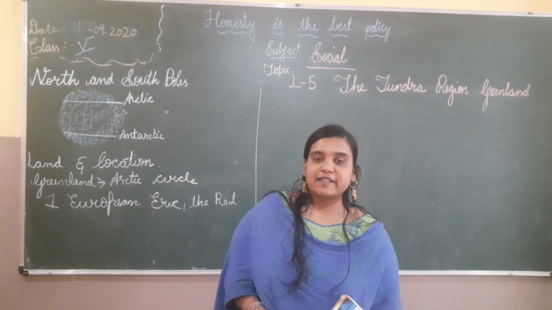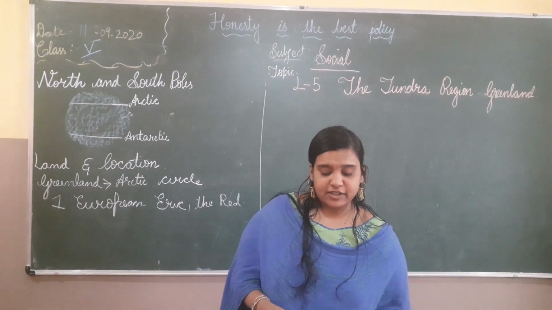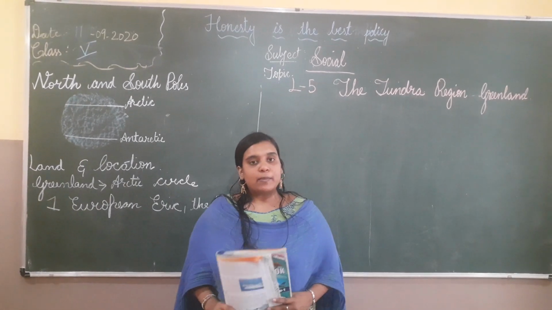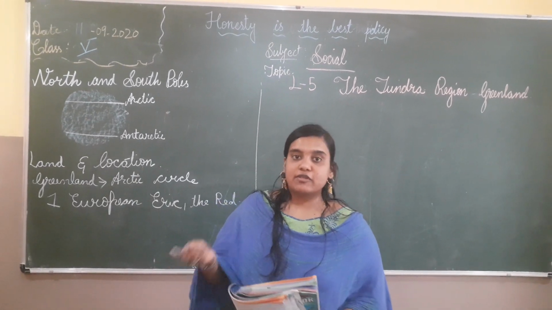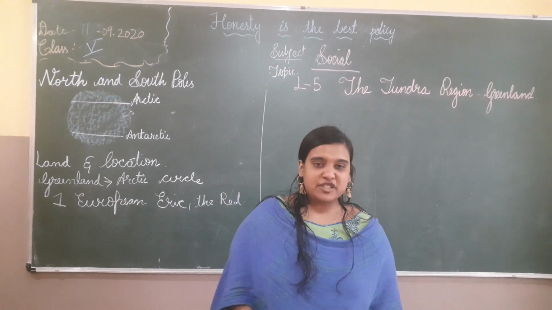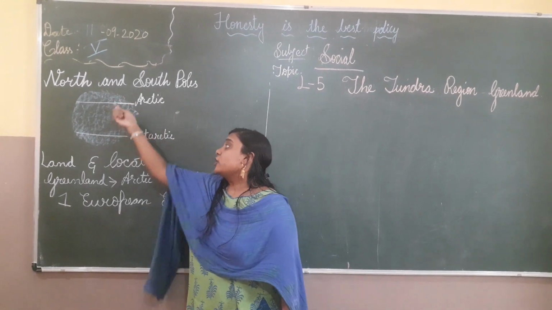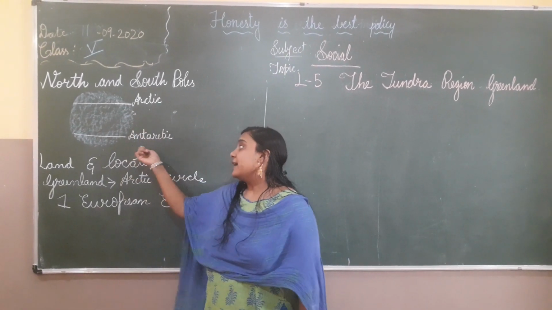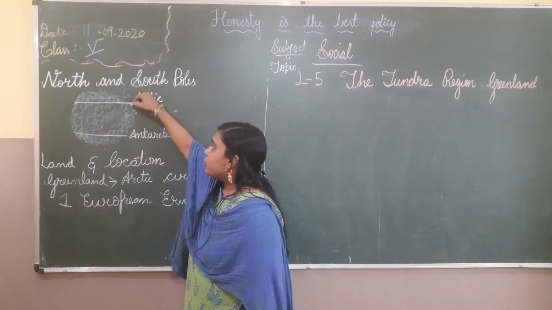Children, till the previous class we completed weather and climate and the equatorial region. In this session we are going to start with the tundra region, that is Greenland. We have known about the equatorial region, which is near the equator and receives a hot and humid climate. Now we are going to learn about the tundra region, which is a frigid zone near the poles, the North Pole and South Pole. Near them we have the Arctic Circle and Antarctic Circle, somewhere around 60 to 70 degrees.